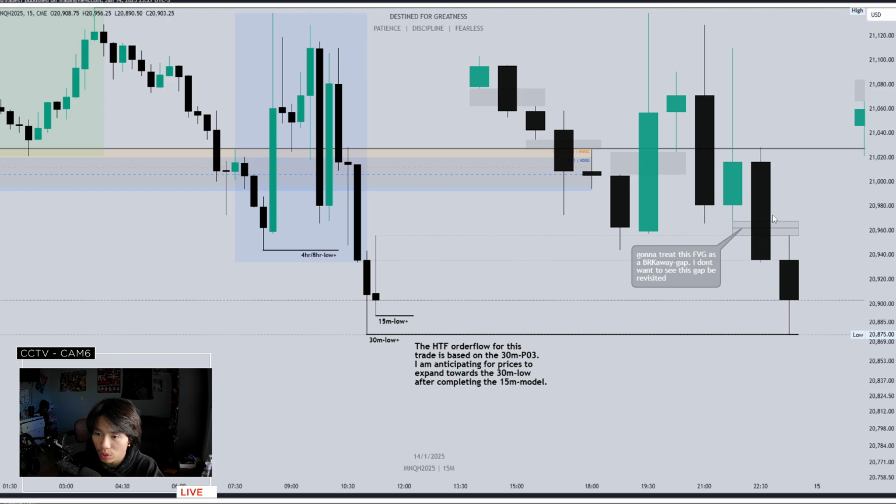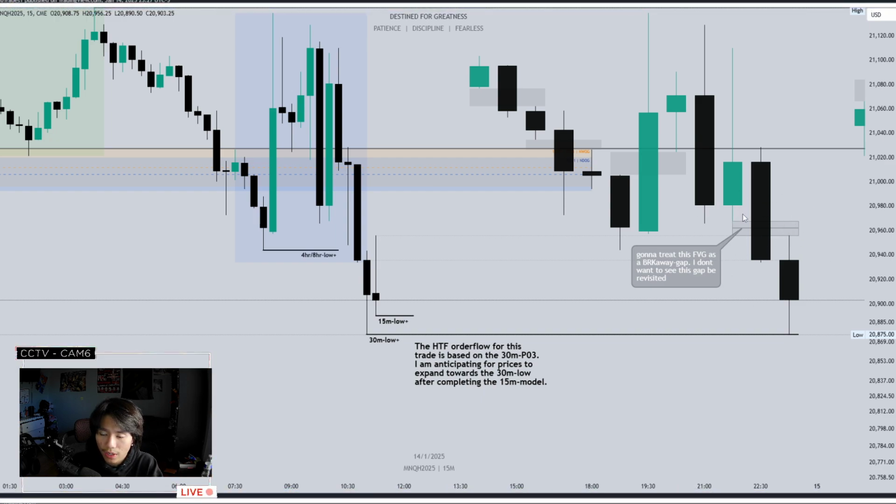So we shouldn't rebalance this inefficiency. This fair value gap should be treated as a breakaway gap. So it's an objective way of seeing when a fair value gap should be rebalanced and when it should not be rebalanced, right?